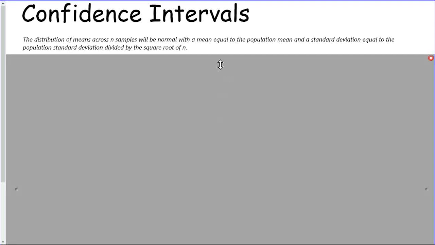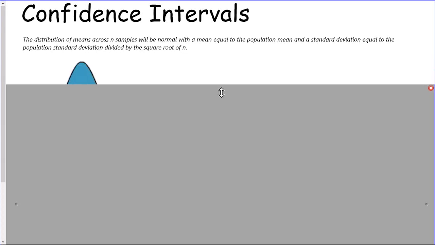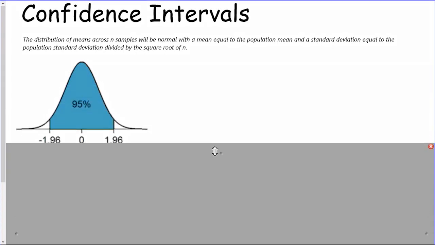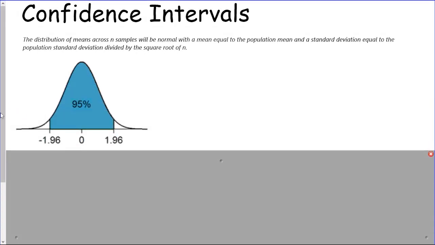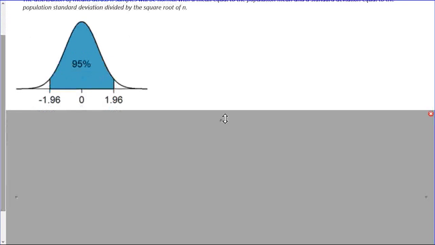Now, the central limit theorem states that if you take a whole lot of samples, then they will be normally distributed with a mean equal to the population mean and a standard deviation equal to the population standard deviation divided by the square root of the sample size. So let's have a look at this.